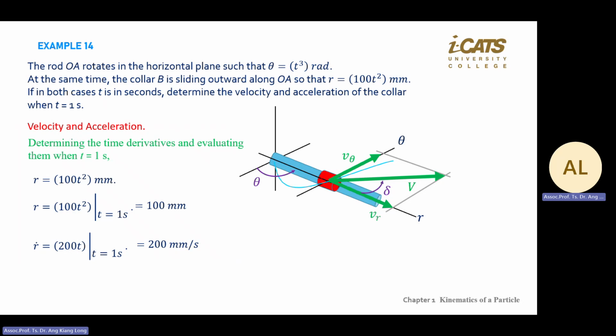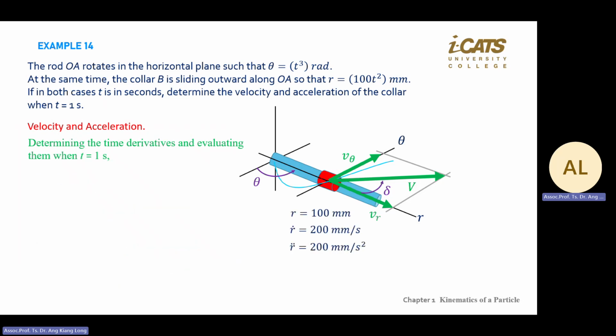And then one more, R double dot. When you differentiate 200t one more time, what do you get? R double dot is 200. Okay? So just remember what information you need, and then the unit. When you differentiate one time, you have over 1 second. When you differentiate twice, you get divide by second square. These are the important information. Once you have R, you do the same for angular velocity, theta. Do the same also.